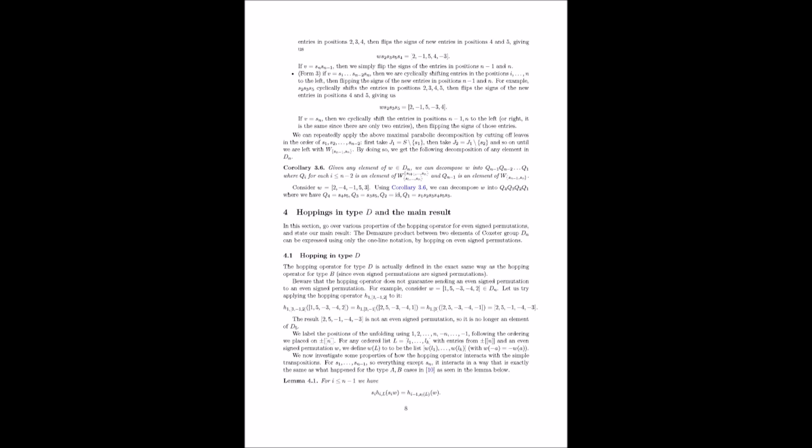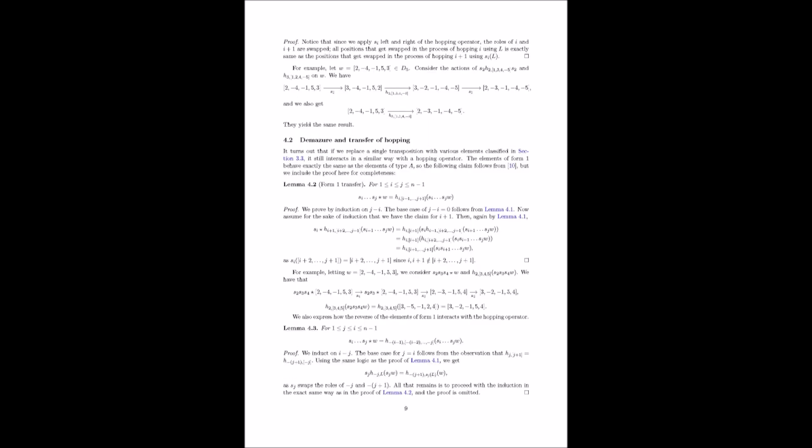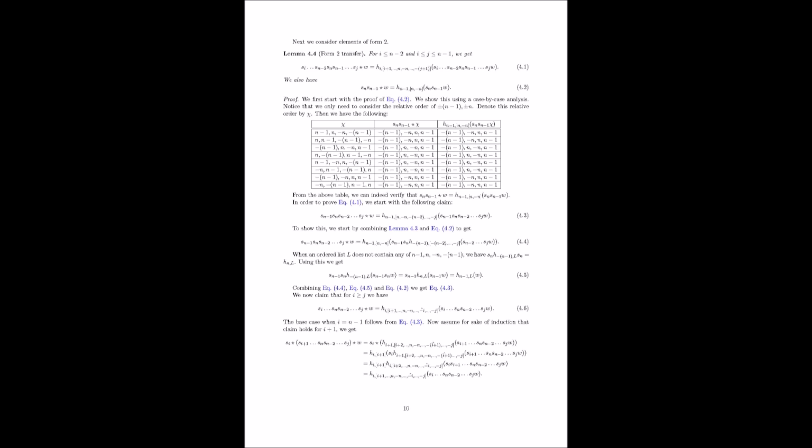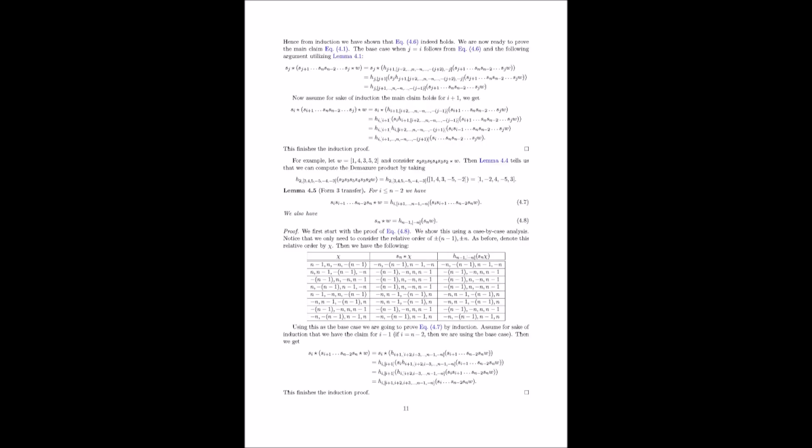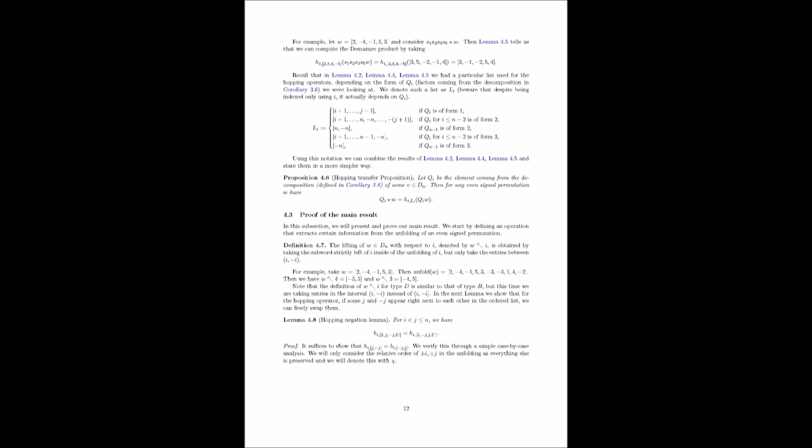They prove another lemma, showing that certain lifted elements from their decomposition behave the same way when used in hopping operators, even though they might have different forms. Okay. It's like they're finding hidden equivalences within the structure of those decompositions. So they're uncovering these subtle connections between hopping, lifting, and those decomposition elements. Yes. It sounds like they're getting close to cracking the code of the Demazure product in type D.